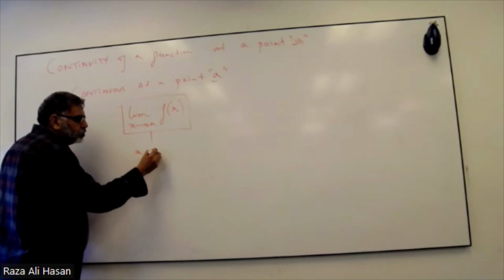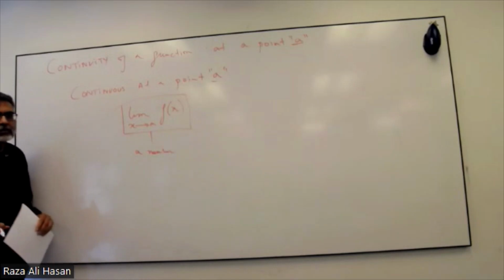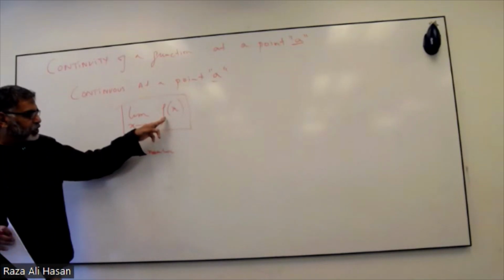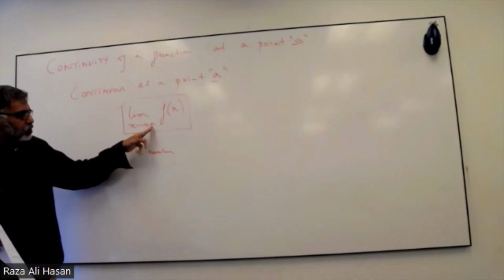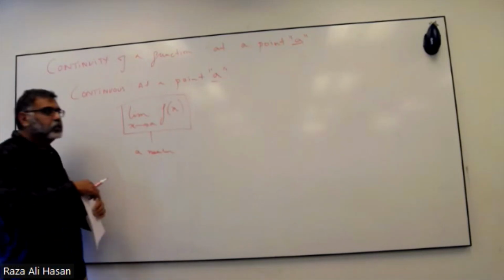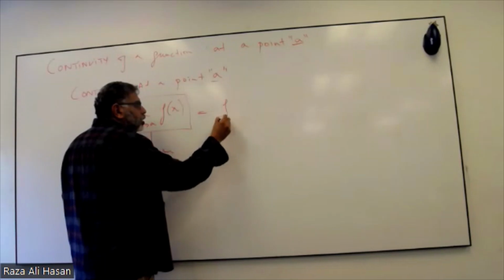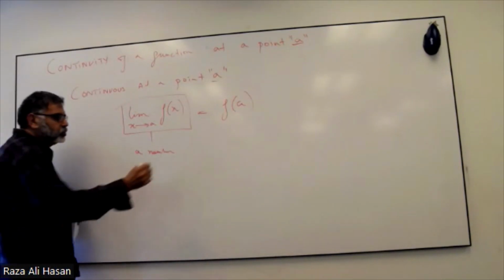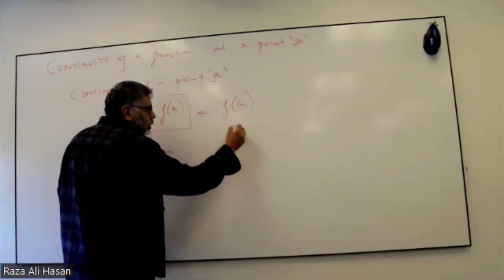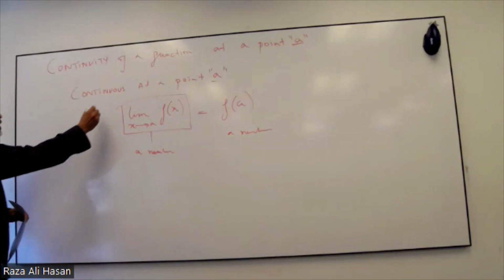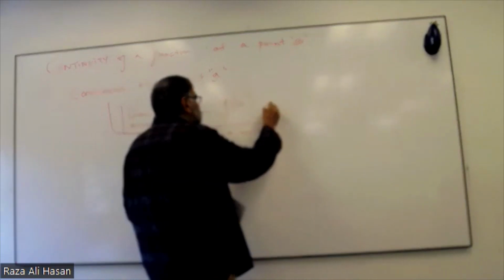So therefore, as x goes to A, what is this thing here? It's a number. Limit of a function f as x goes to A is a number, and this number should equal the value of the function at A. And this is also a number. So these two numbers should be equal. This is the definition of being continuous at A.